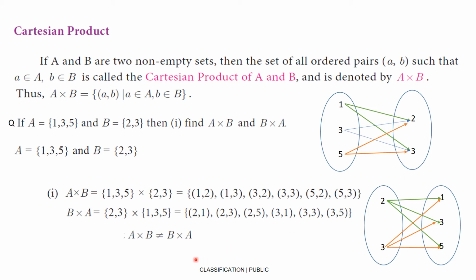Next, B cross A means B elements first, then A elements. As usual, you map to (2, 1), (2, 3), (2, 5). Okay, and next (3, 1), (3, 3), (3, 5). Understood? So from this, what do we conclude? A cross B is not equal to B cross A. Here you see the elements and all. So we conclude that A cross B is not equal to B cross A.